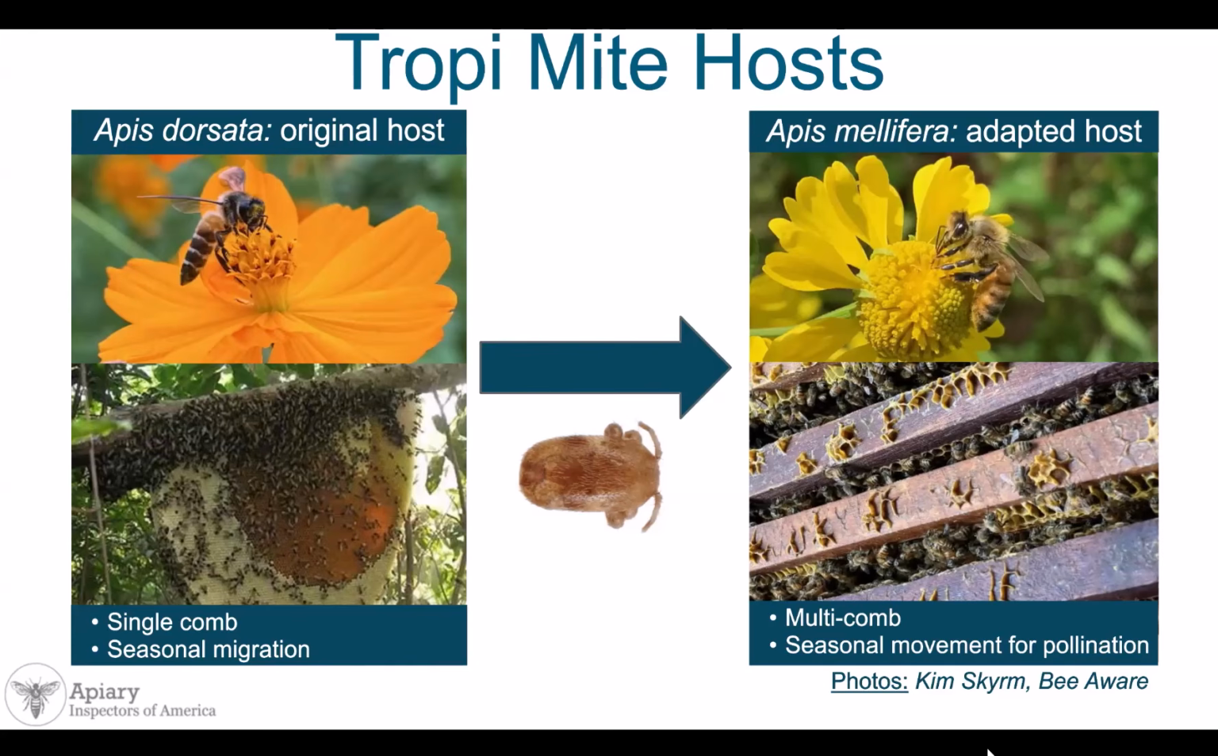And then the Tropilaelaps mite moved from the original host of Apis dorsata to Apis mellifera. Remember, Apis mellifera are European honeybees, so they weren't originally found in Asia. When they were introduced into Asia, Tropilaelaps mites moved onto Apis mellifera. Apis mellifera has multiple combs, as we know, and we keep them in colonies. They do seasonal movement for pollination. They don't migrate on their own. Humans migrate them for them when we do pollination services.